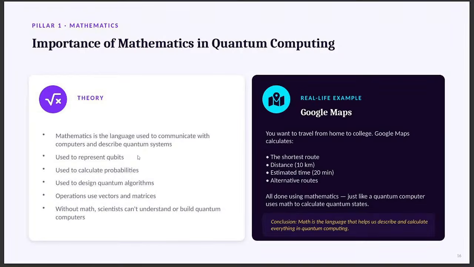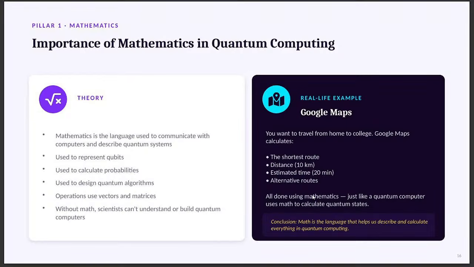Now if you look here, every quantum algorithm is built using mathematics. Algorithms like Shor's algorithm and Grover's algorithm are full of mathematical concepts. Without mathematics, designing these algorithms is impossible.